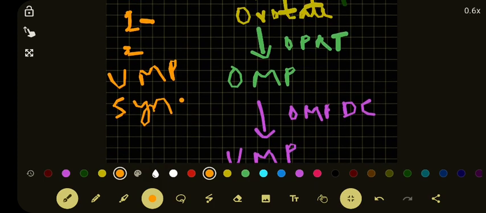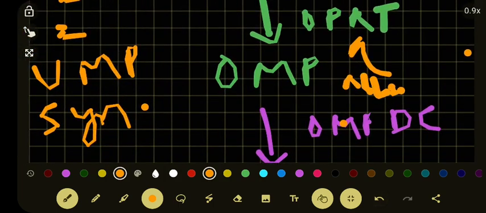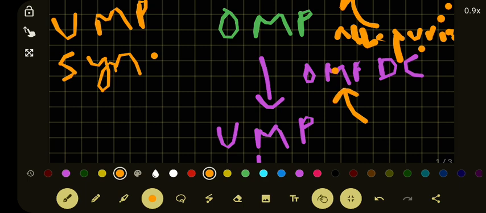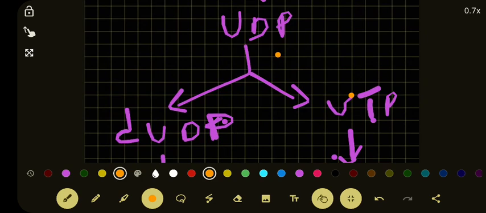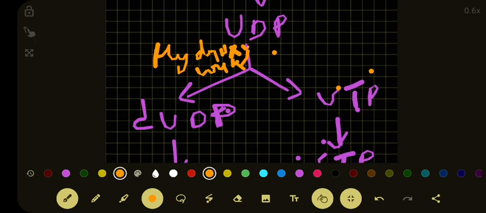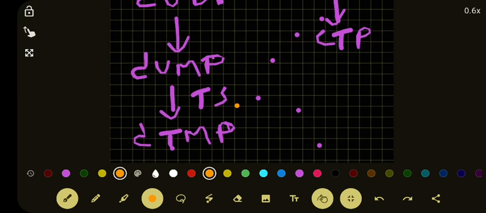Then this OPRT is inhibited by allopurinol. And this OMP decarboxylase is inhibited by 6-azauridine. Then we have the conversion of UDP to deoxy UDP, which is inhibited by hydroxyurea. And the conversion of UMP to dTMP is inhibited by 5-fluorouracil.